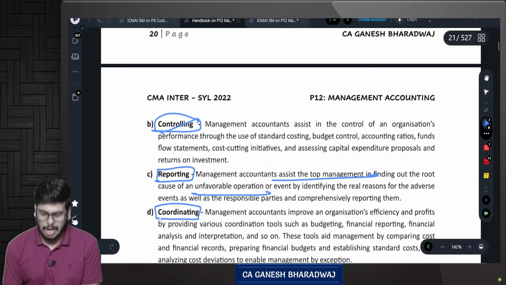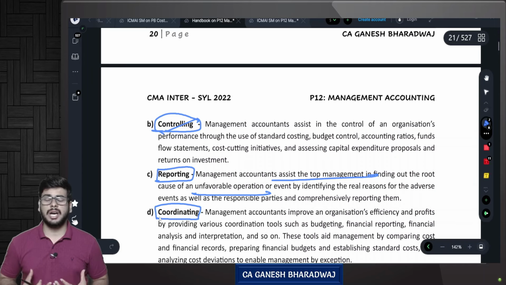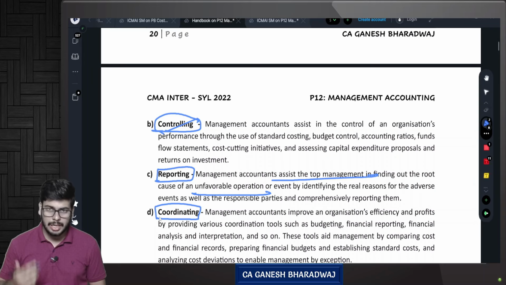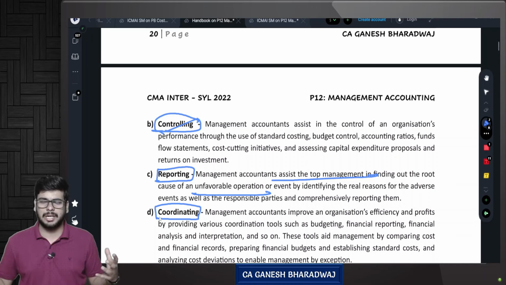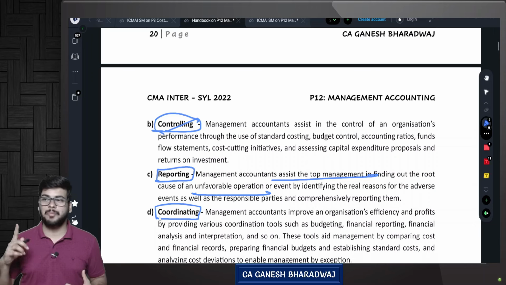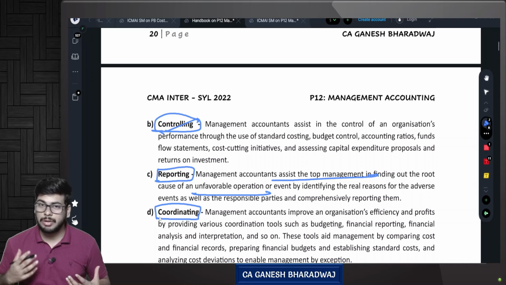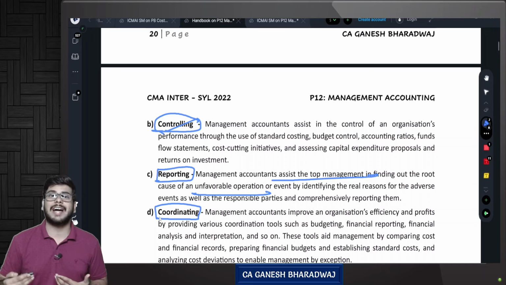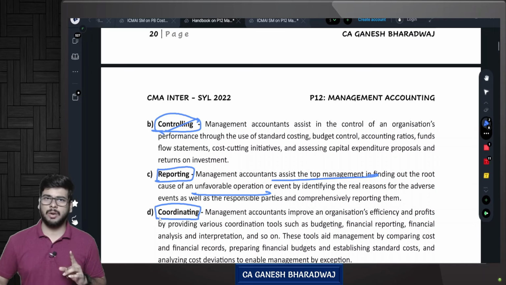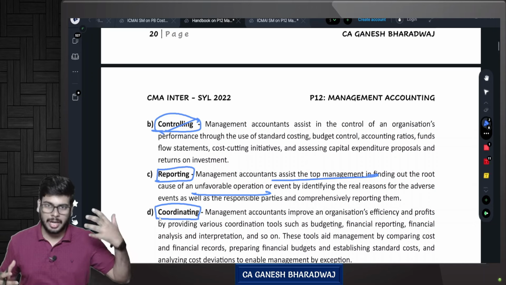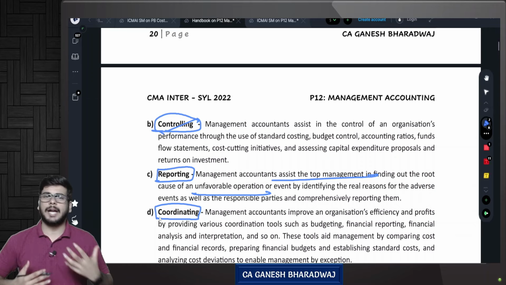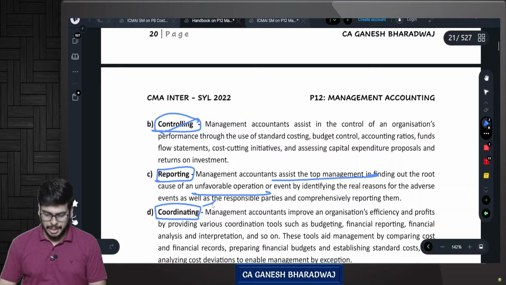Reporting. Coordinating, obviously, is not an easy task. If you see big companies like ITC or Reliance, just imagine the volume of Reliance. They have so many departments under the company. Now, a management accountant sitting on the top needs to coordinate with all these people, see whether the company is actually moving in the right direction or not, whether it is going as planned or not. So it's not a one-man show. There will be an army of management accountants sitting inside that particular discipline of accounting called management accounting, and they will be taking care of all this. So coordinating is an important task.